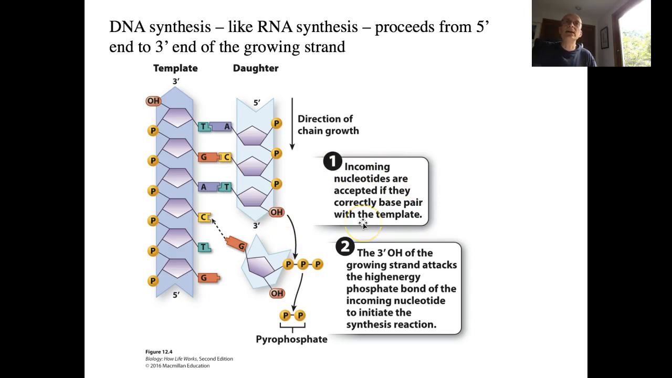So incoming nucleotides are accepted if they correctly pair. Of course, we have the GC and the TA, and the 3' hydroxyl of the growing strand attacks the high energy phosphate bond of the molecule as it's being added to the growing strand. And then that initiates the synthesis reaction. Okay, so this shouldn't be too different from what we've seen before, with the difference that now we're looking at DNA synthesis, not RNA synthesis.